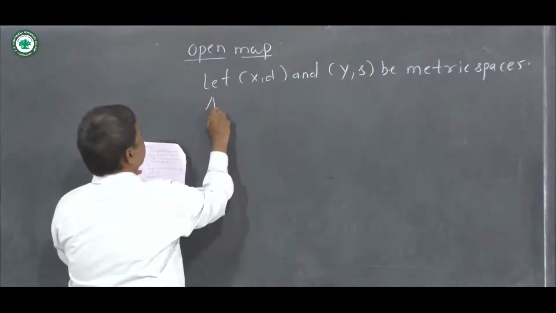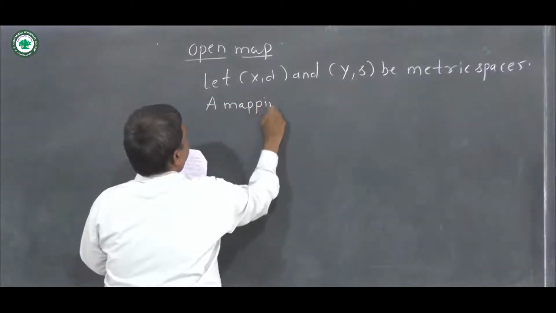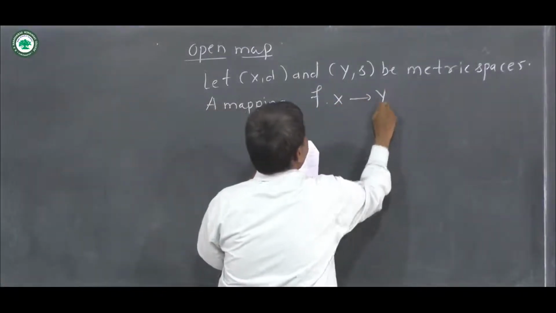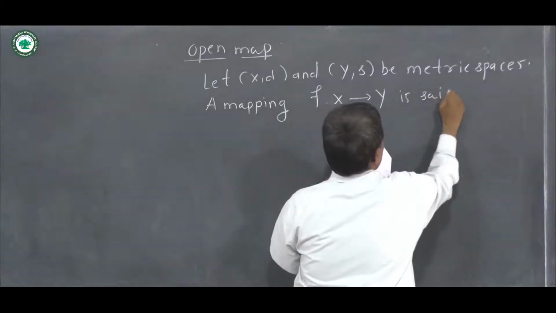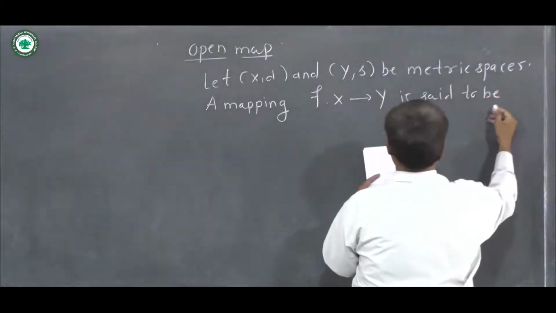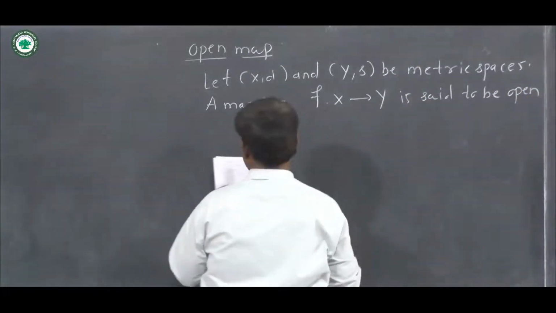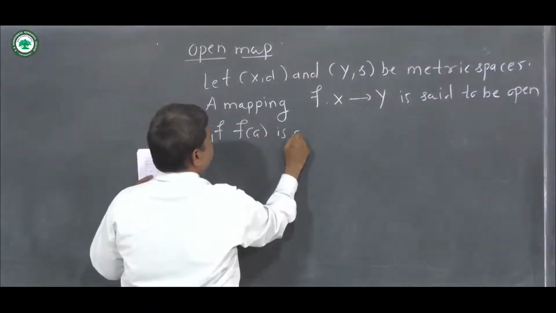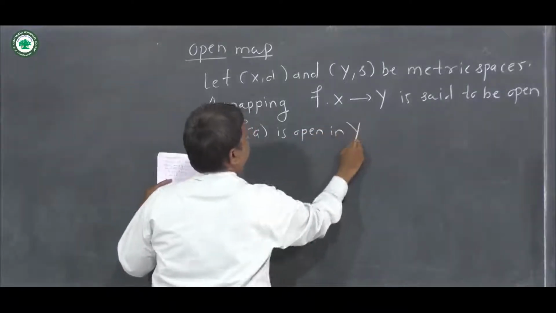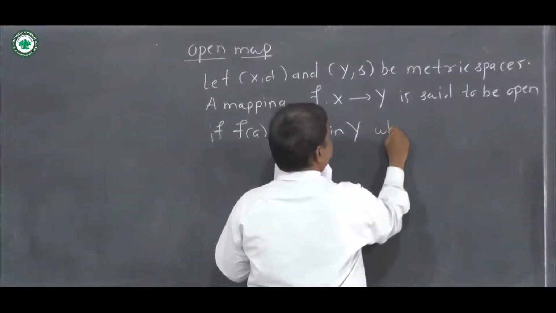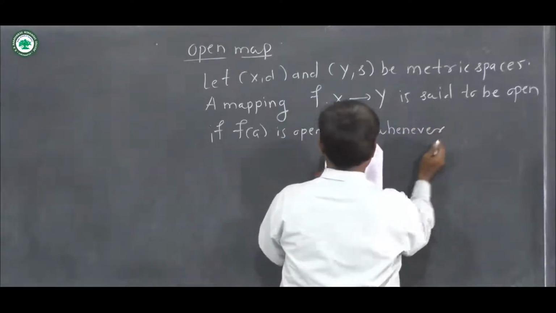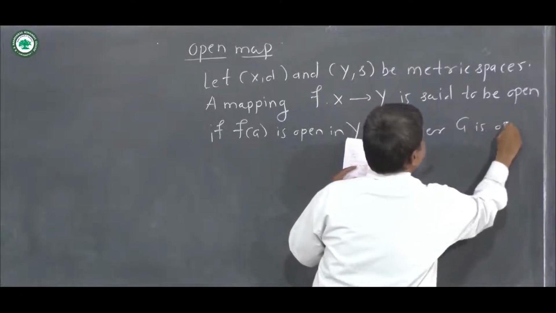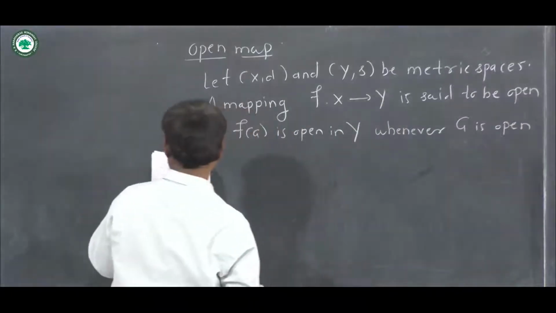A mapping f from X to Y is said to be open if f(G) is open in Y whenever G is open in X.